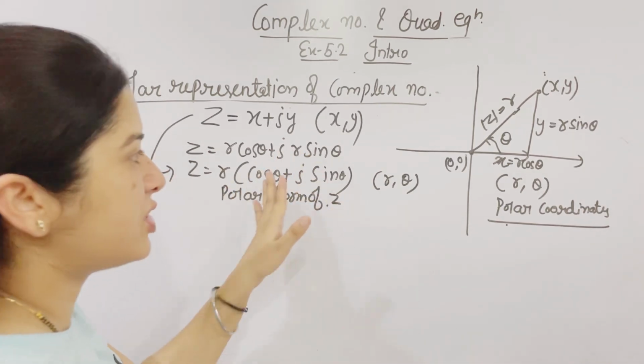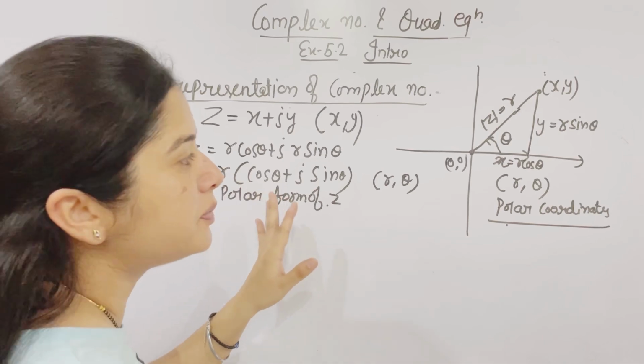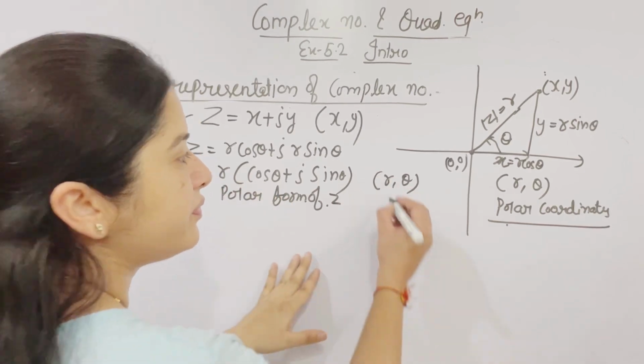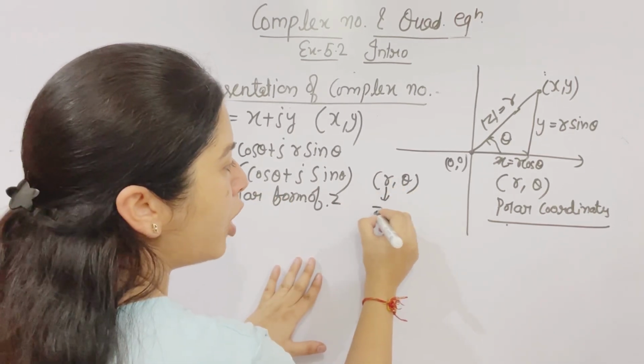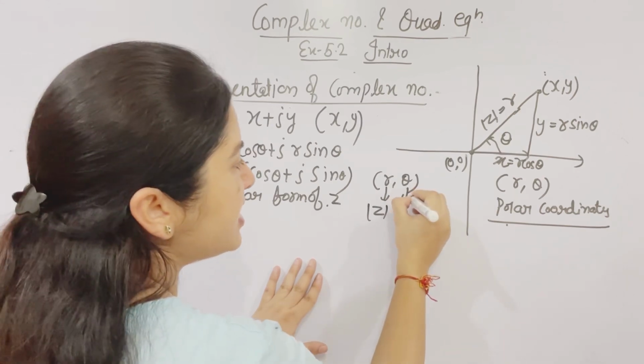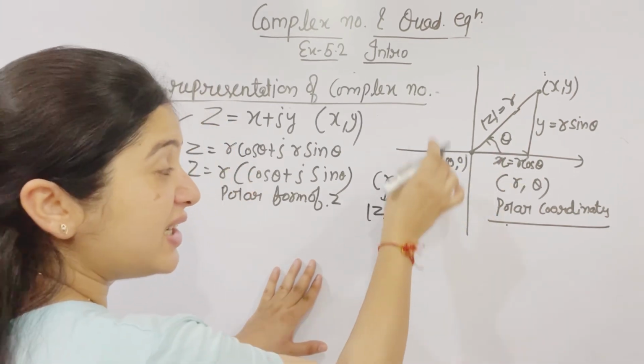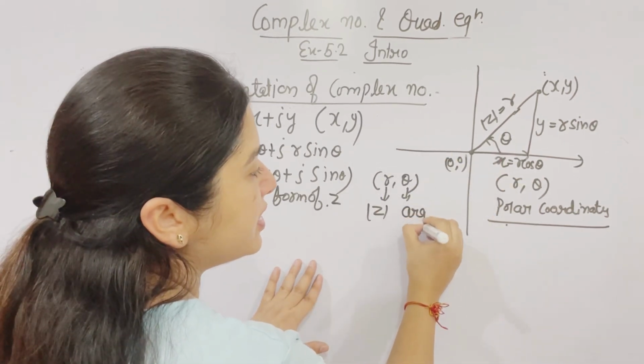We will do some questions on this. But first of all, see that r is the modulus of z. So what is theta? Theta is the direction. This theta is called the argument of z.